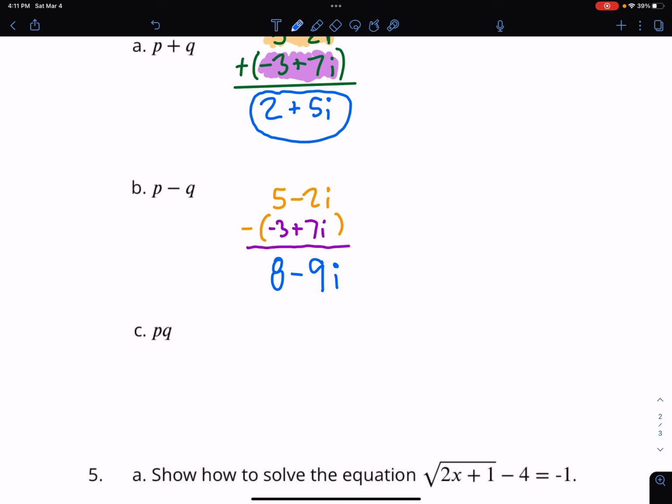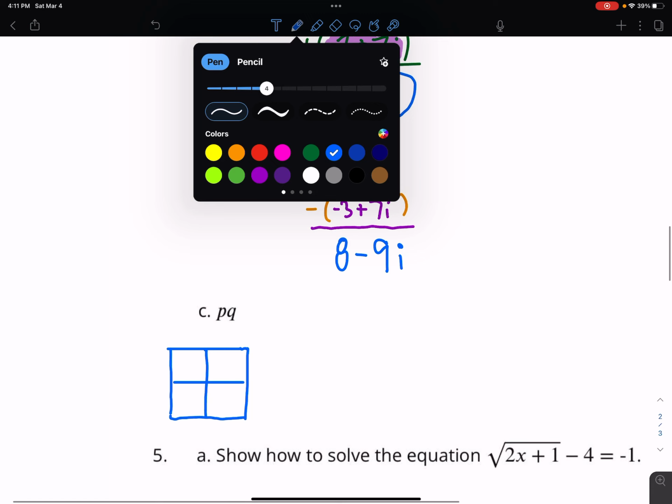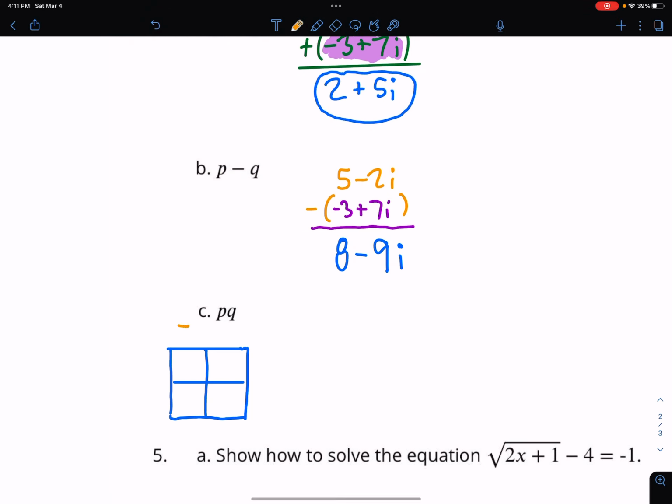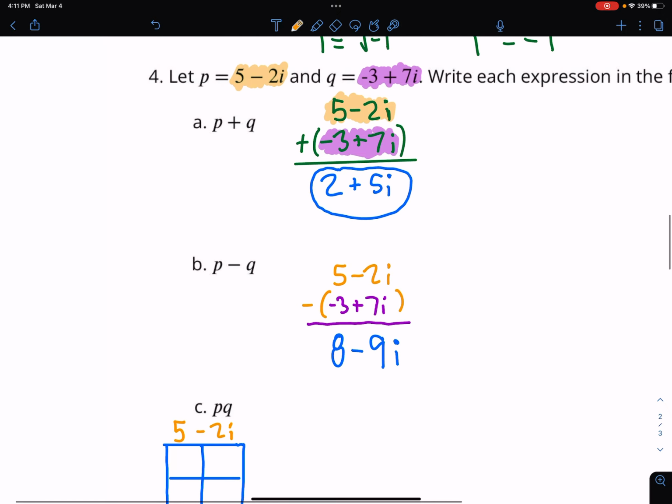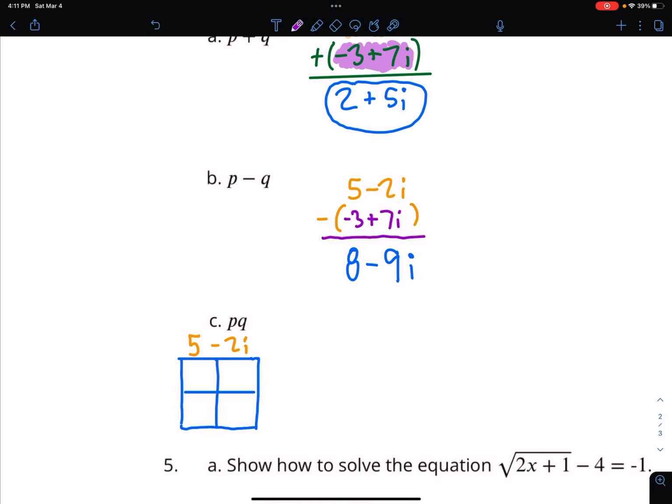Let's use the area model. I'm going to grab my little square. Looks like the Windows logo. This is basically just an organizational tool to keep your distributive property organized. So what do we have? 5 minus 2i in orange. And in purple, we got negative 3 plus 7i.